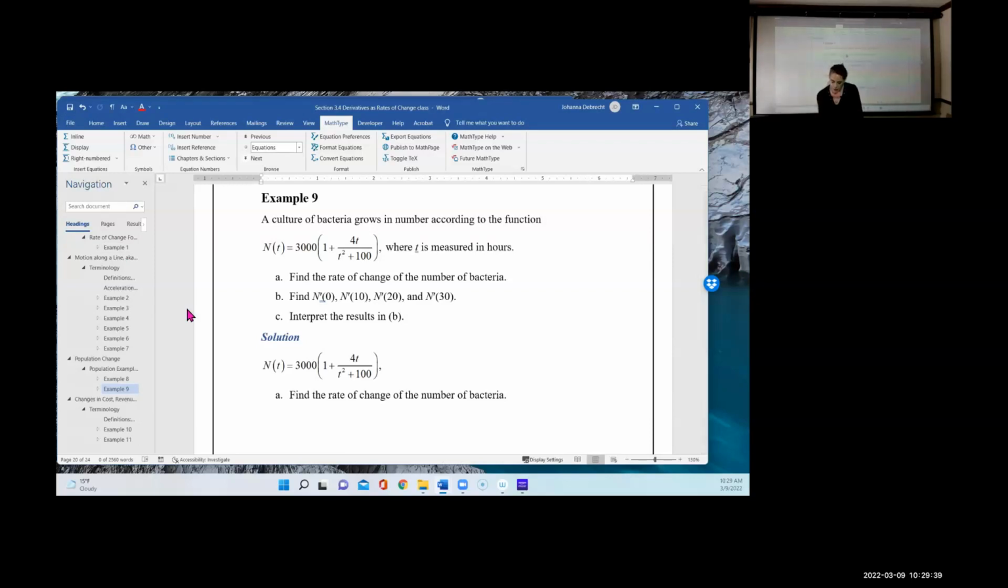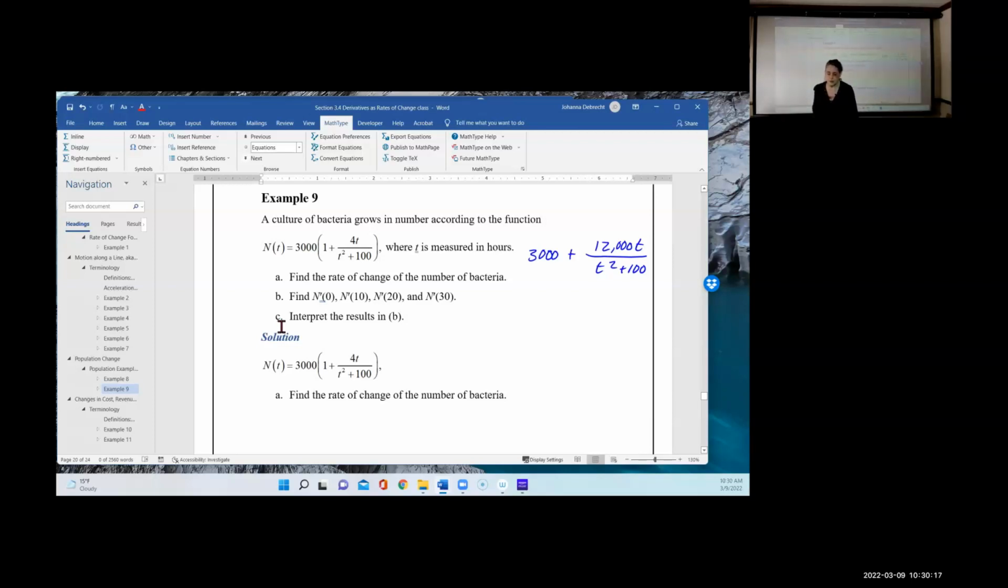The first thing I'm going to do is to take the 3,000 and pull it out, and think of this formula as 3,000 plus, well, what would that be? 12,000T over T squared plus 100. So I distributed the 3,000. The reason I did that was I knew if I took the derivative, the constant part would go to 0, and I only need to focus on the second part at the back.